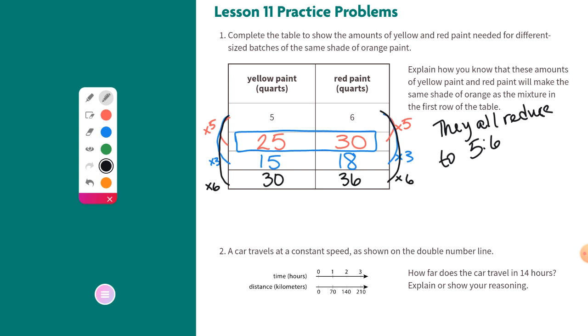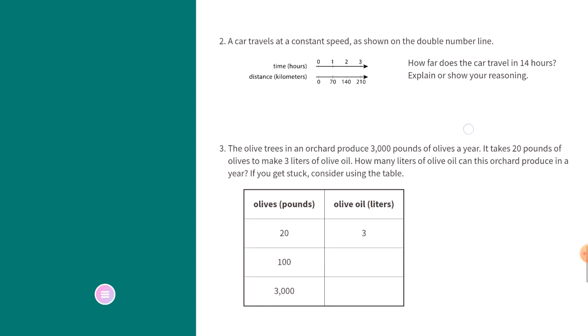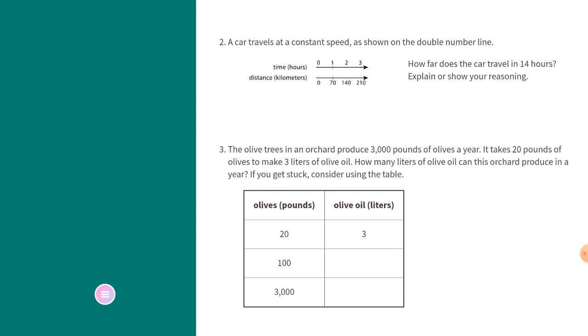Okay, let's look at number 2. A car travels at a constant speed. What does that mean? It doesn't slow down. Yep, it's on cruise control. It's not speeding up, it's not slowing down. It's staying at the same speed. As shown in the double number line, how far does the car travel in 14 hours?